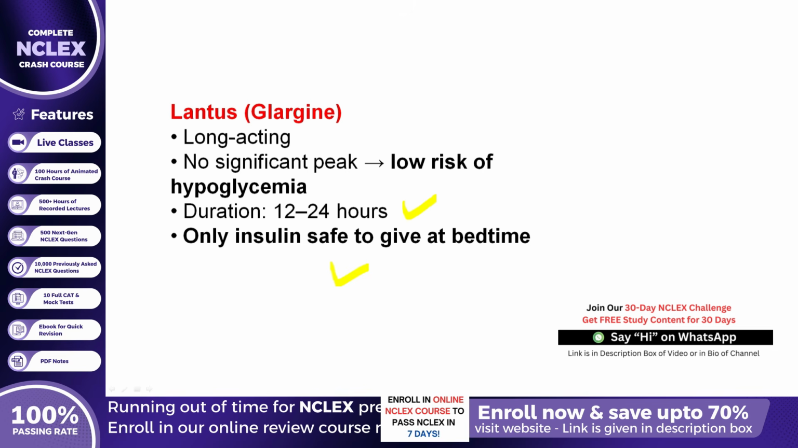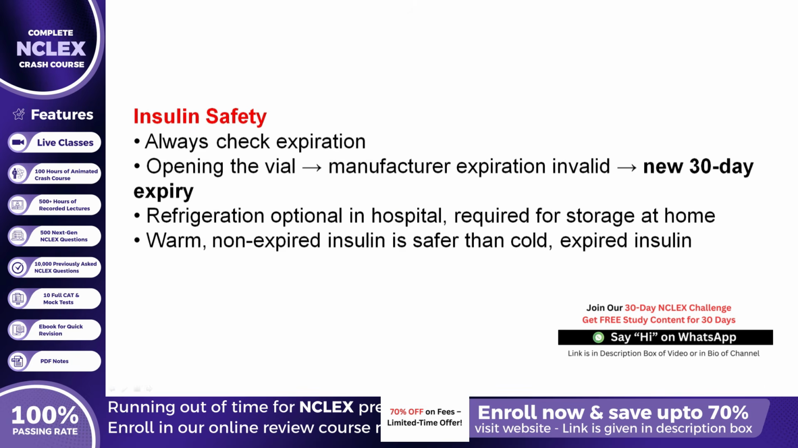As we begin with insulin safety, always remember that we must always check the expiration before giving insulin. When we open the vial, the manufacturer expiration immediately becomes invalid, and it takes on a new 30-day expiry. Refrigeration is optional in the hospital, but it is required for storage at home, and warm, non-expired insulin is safer than cold, expired insulin.